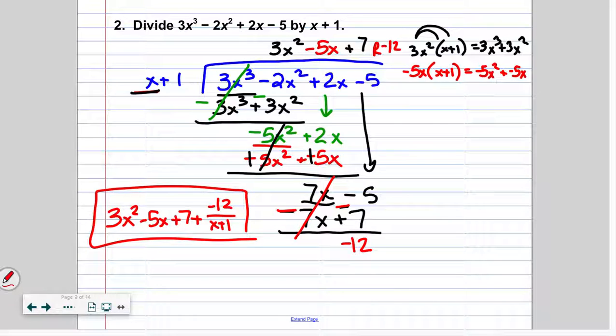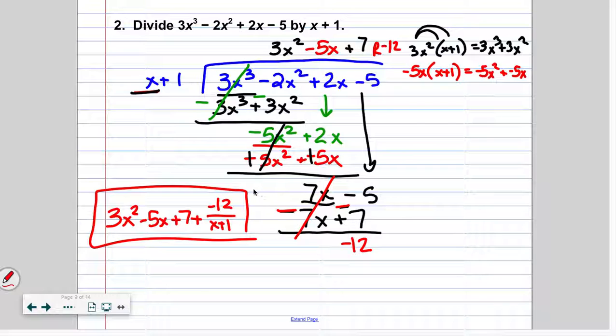Final answer right there. Now, that might be a good time to pause. Make sure everyone's on the same page. If you have questions, ask each other. Be respectful. Help each other out right now before we move on. That's our last long division problem. Okay, let's move on right now.